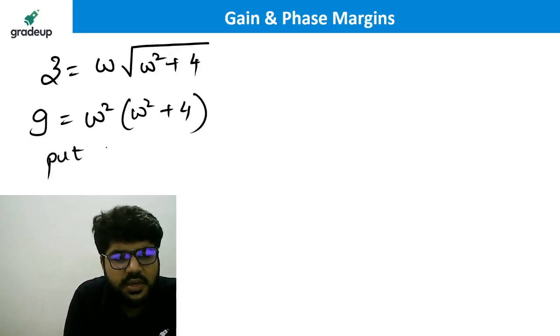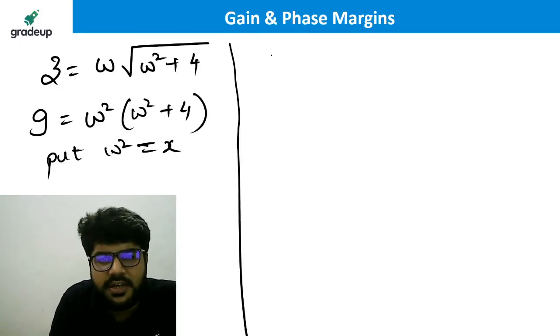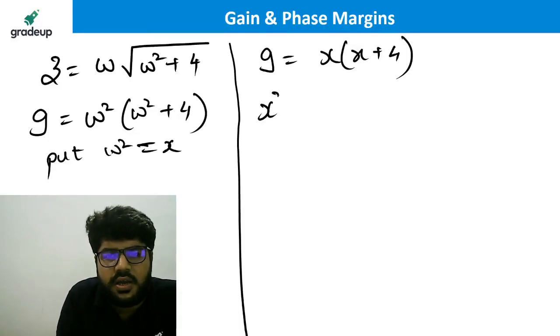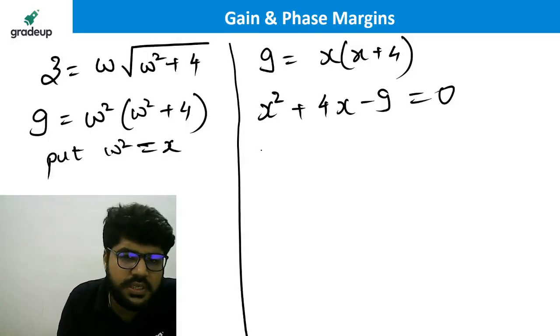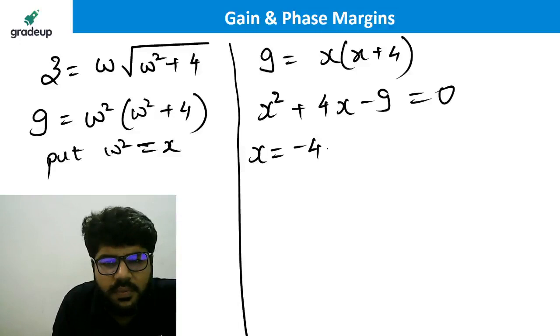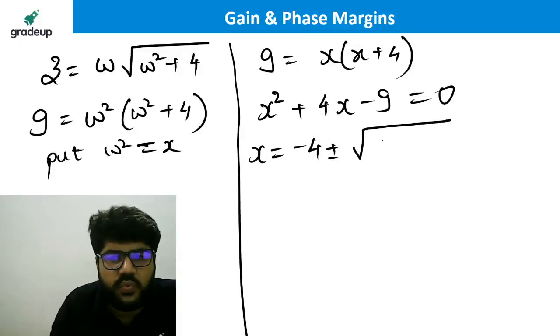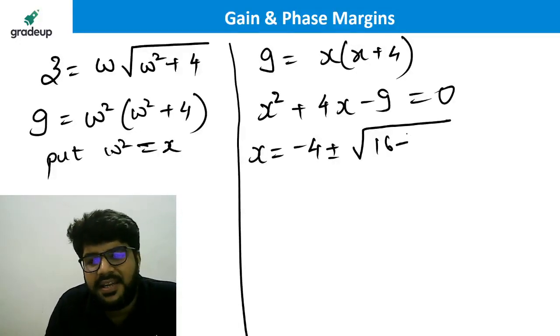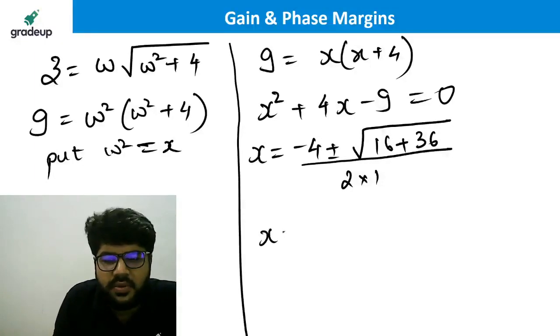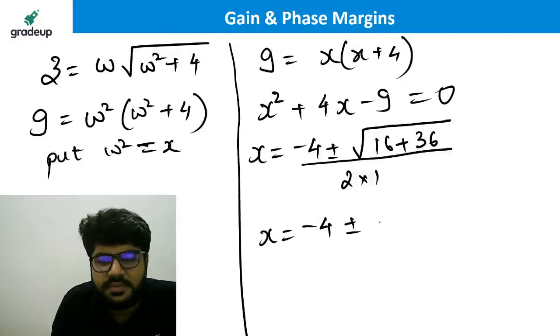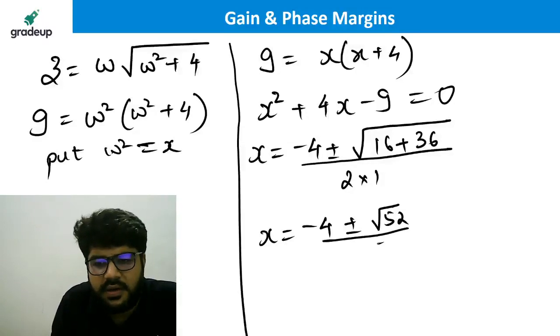So squaring it, 9 is equal to ω²(ω²+4). To solve this equation, first of all put down ω² equal to x. Putting ω² equal to x, you get 9 equal to x(x+4), or you get the quadratic equation x²+4x-9=0. x will be equal to -4 ± √(b²-4ac), that is 16 minus 4 into -9, plus 36, divided by 2a. So x is (-4 ± √52)/2.